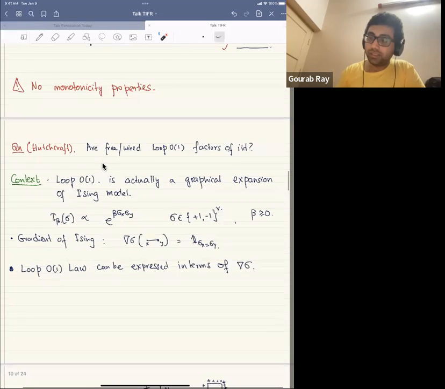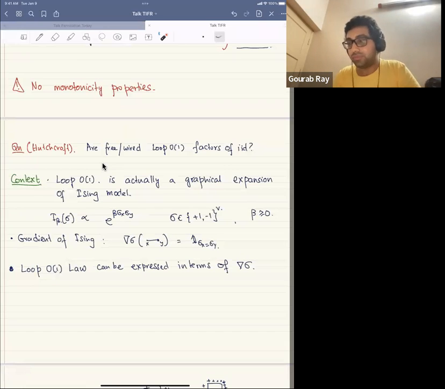Just to put things in context, I've been talking about the Ising model a lot. Before stating the theorem, I wanted to emphasize where this weird model is coming from. This model is actually something called a graphical expansion of an Ising model. So what is an Ising model? I'm hoping everyone is familiar with this here, but let me still define it.